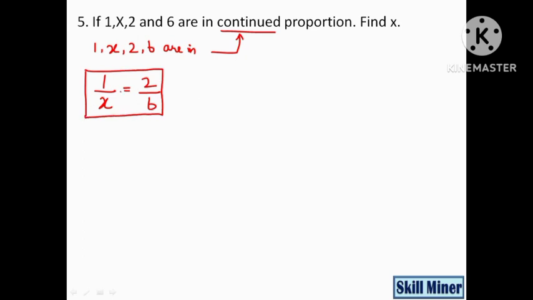Now I am cross multiplying these values. So 2x is equal to 6, x is equal to 6 by 2, which gives me the value 3. So the value of x will be 3. 3 is my answer.